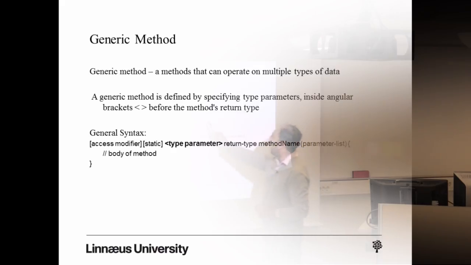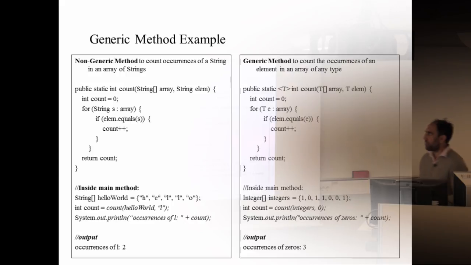And how can you define a generic method? Here is the general syntax. The important thing to remember here is that when you are defining your method, before the return type, you need to specify the type parameter. All other definition is almost the same. If we look at the example here, on this side we have a non-generic method, and on the right side we have the generic method equivalent of the same.